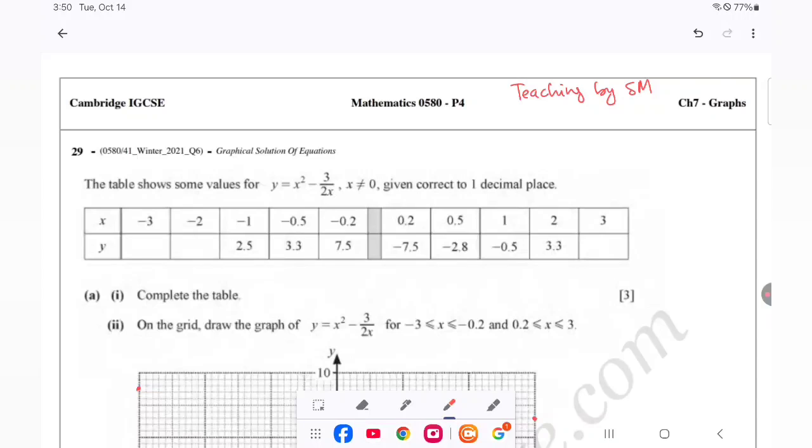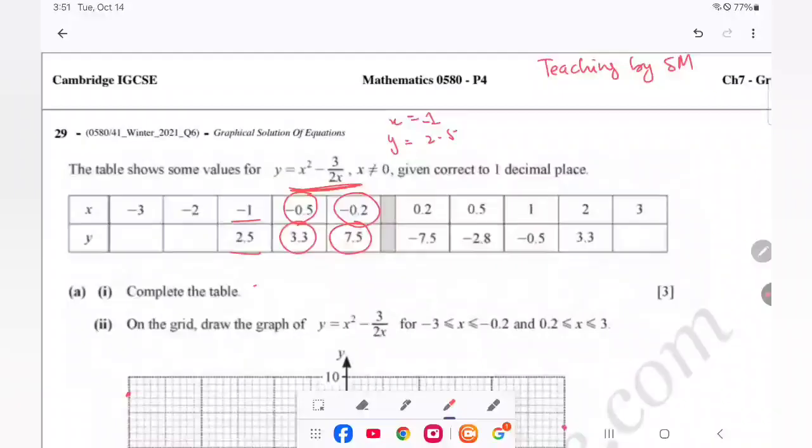Go to question number 29. The table shows some values for y equals x squared minus 3 over 2x, where x cannot be equal to 0. Give answers correct to one decimal place. Now here are some x values given for which y is given. If we put x equals -1 in this equation, it will give you y equals 2.5. On x equals -0.5, y will give you the value of 3.3. On -0.2 as the value of x, y will give you 7.5.